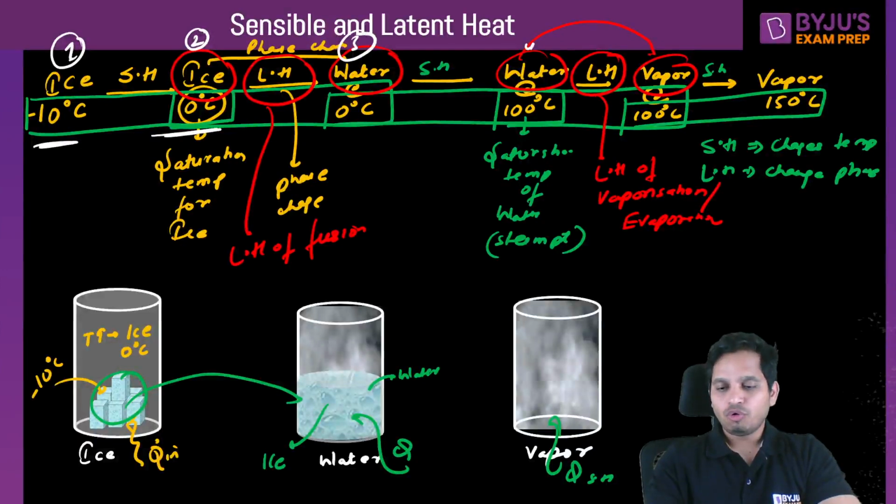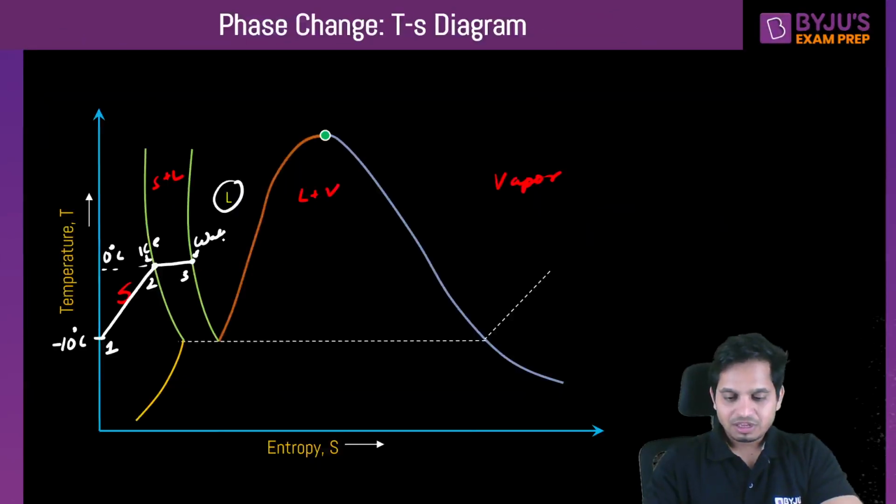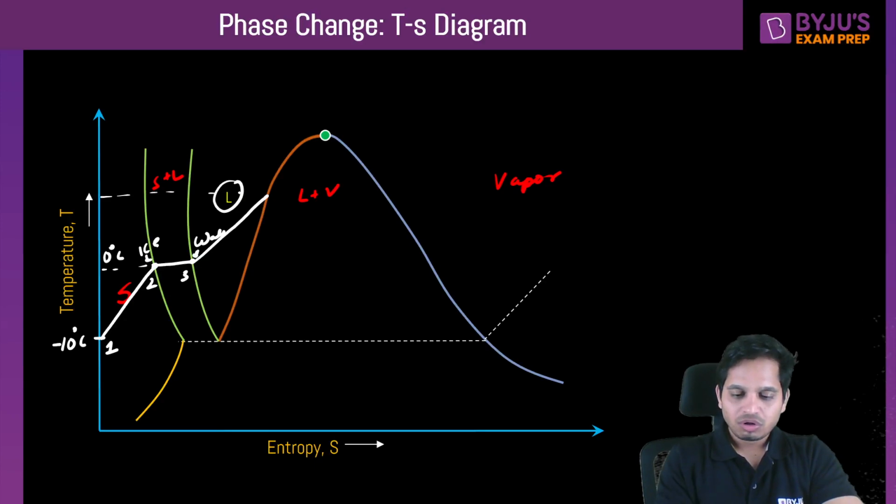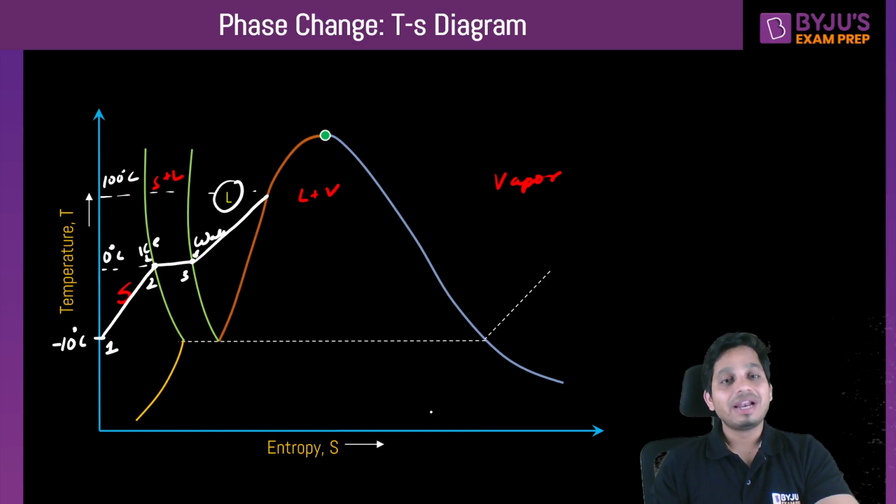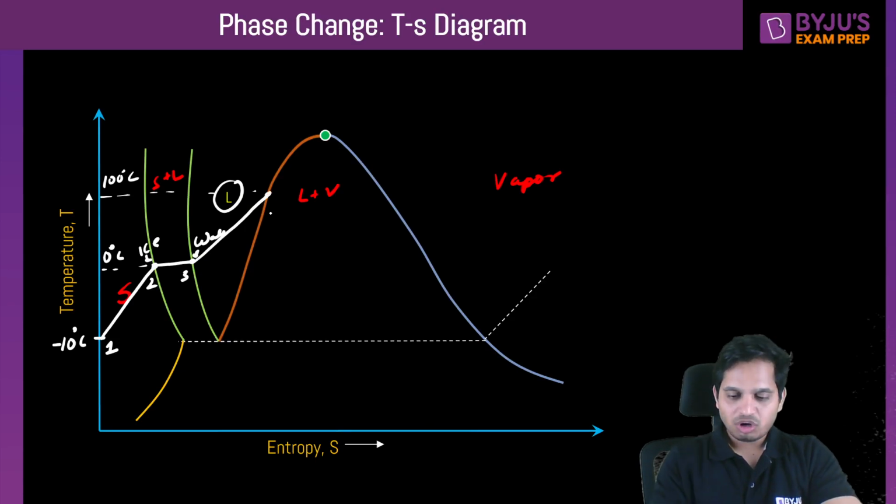Then 3 to 4, what is happening? Temperature is increasing from 0 to 100 degrees Celsius. This is sensible heat. So this is your point 4.